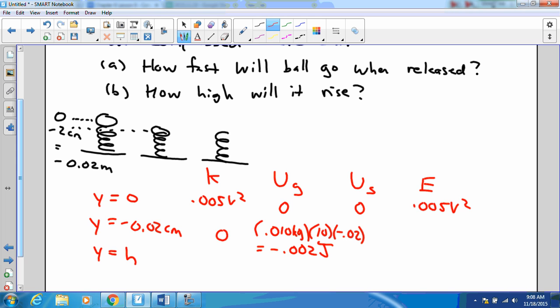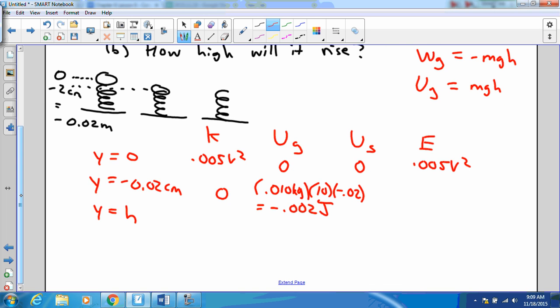Isn't it positive because it's negative mgh, and since h is negative, you just get positive? Okay, careful. The work done by gravity is negative mgh, right? The potential energy for gravity is therefore the opposite of that, which is positive mgh. Think about it like this. Use your gut on these. If I have an object that's at a positive height up here, it's going to have positive potential energy.